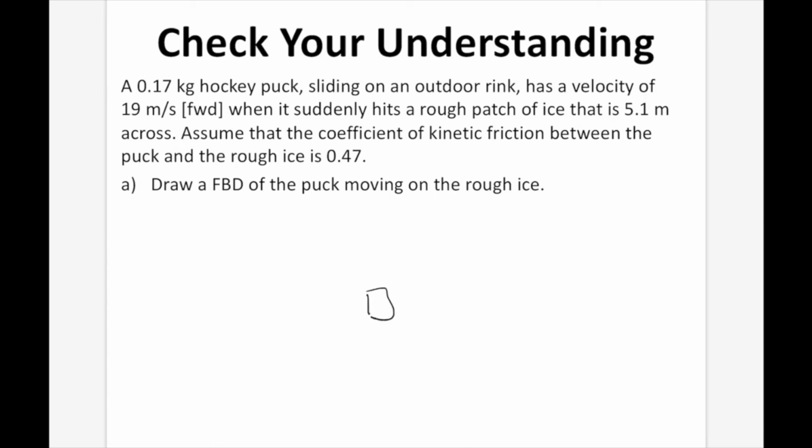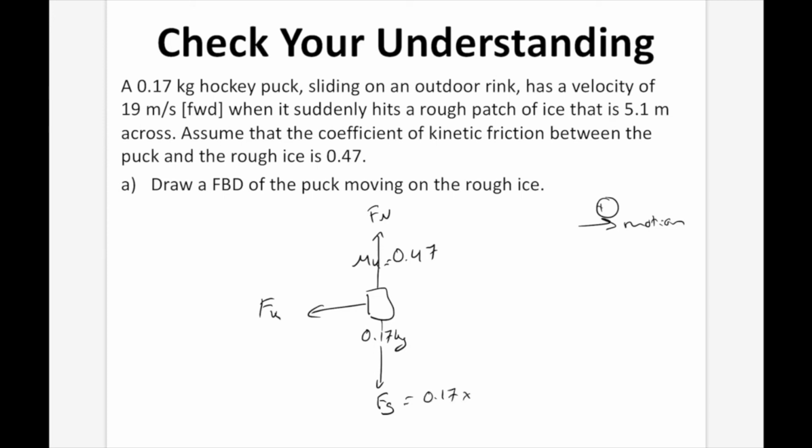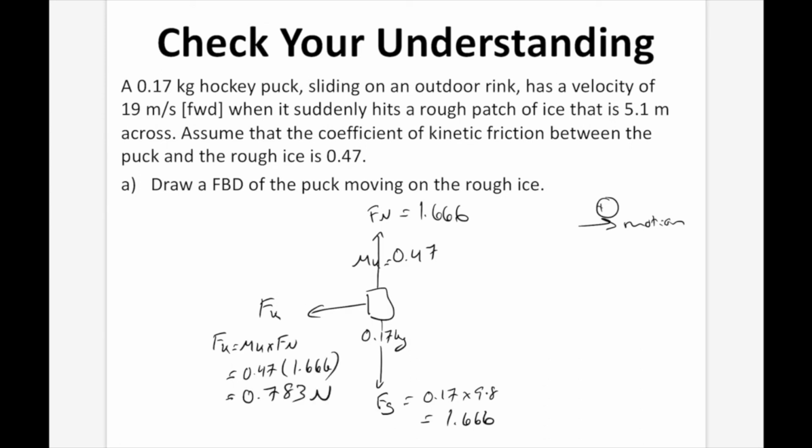So our free body diagram is going to be 0.17 kilograms, and we know the mu k value is going to be 0.47. We're going to assume that the motion is this way, and that is positive, so we're going to say that the Fk is working that way. We're also going to have to draw in the Fn and the Fg. The Fg is going to equal mass times gravity, which is 0.17 times 9.8, which is equal to 1.666, and that's also going to equal the Fn, 1.666. The Fk is going to equal mu k times Fn. Mu k is 0.47. Fn we just figured out was 1.666, and that gives us an Fk value of 0.783 newtons acting to the left.